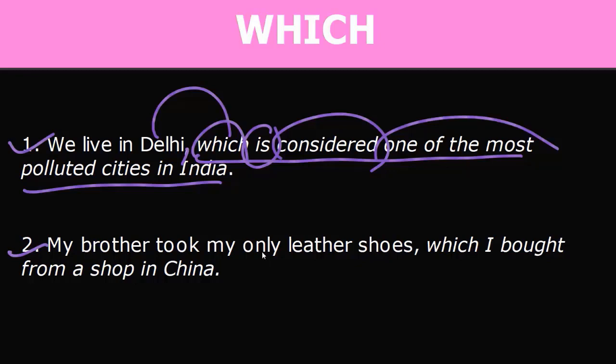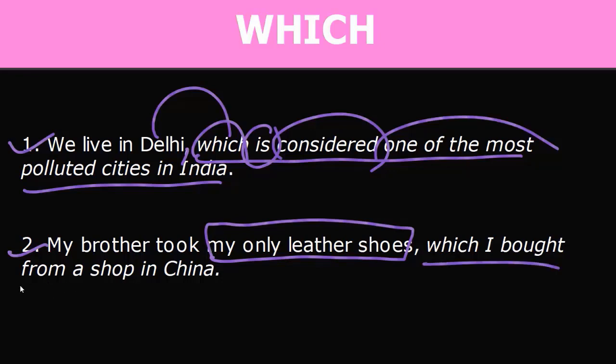My brother took my only leather shoes. So you guys know which shoes I'm talking about. I'm making it particular here, right? So we already know which shoes the speaker is talking about. So this piece of information, which I bought from a shop in China, is non-essential, right? And since it's non-essential, we have a comma to offset it, right? If it was in the middle of the sentence, we would use two commas to offset it.